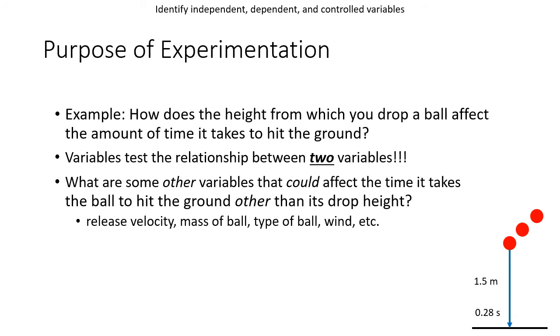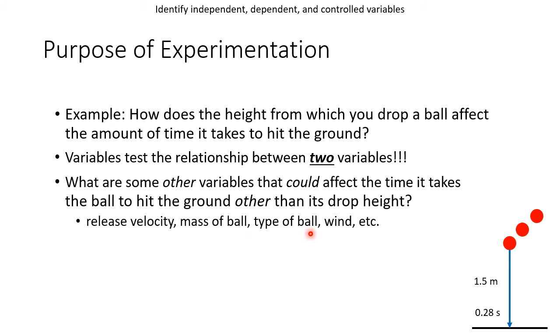So, release velocity. In other words, how fast is the ball going when you let it go? Obviously, if you just hold on to it and drop it, it will take longer to hit the ground than if you throw it downwards, because it's going to be moving faster to start with, so it'll get to the ground faster. Perhaps the mass of the ball would affect it. If you had a heavier or a lighter ball, that could affect the fall time. Actually, as we'll learn later on in this class, it wouldn't, but maybe we might think that it would.